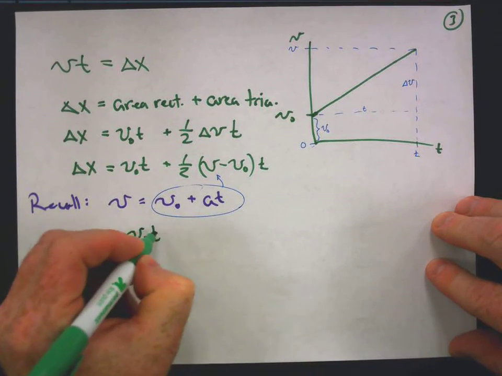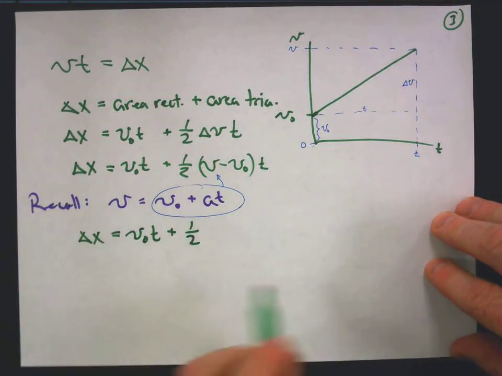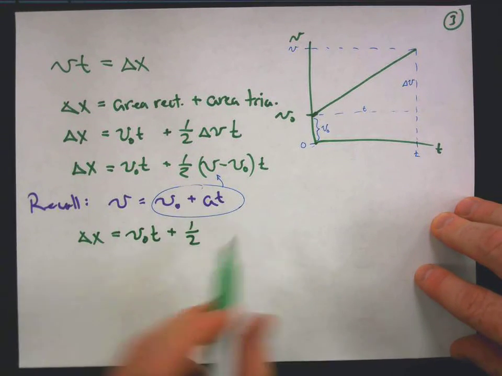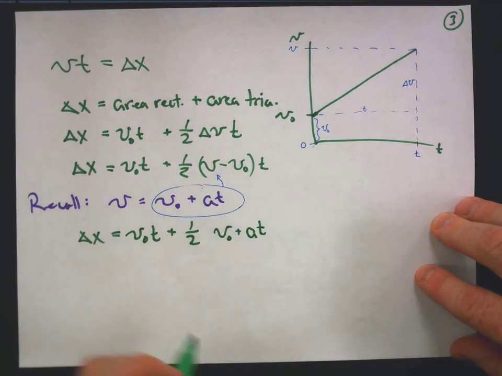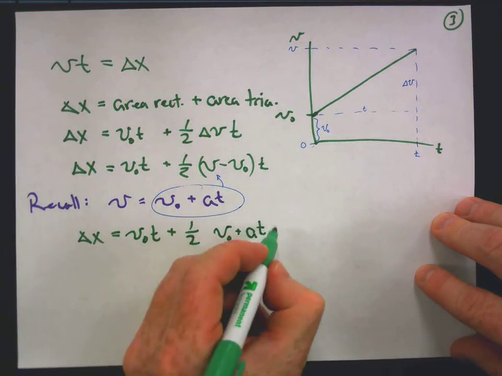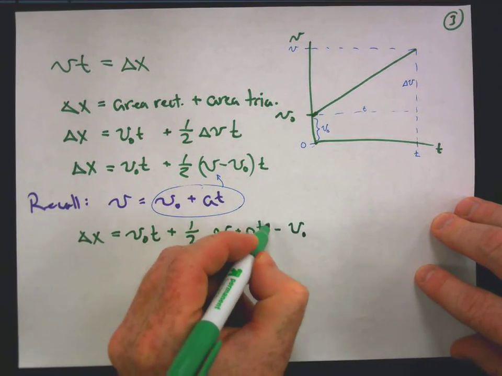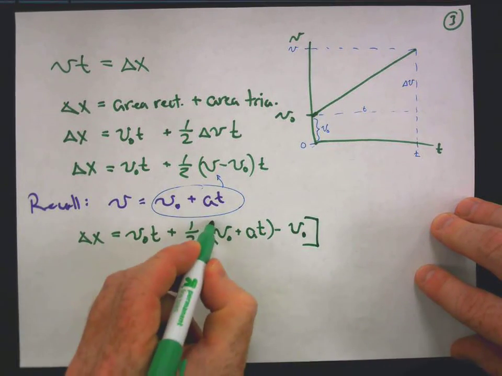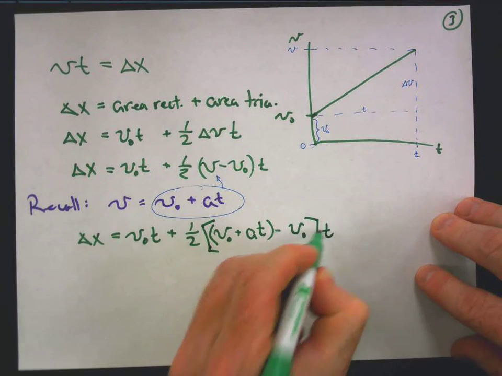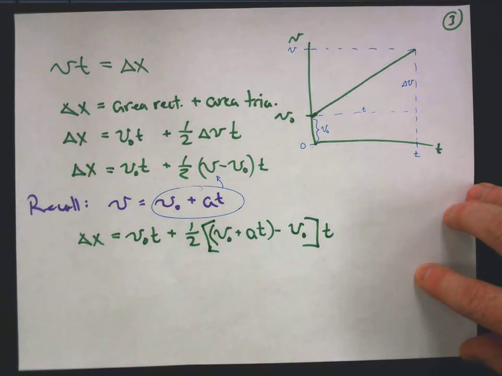VOT plus 1/2. Now instead of V, I'm going to write VO plus AT. And then I have to subtract VO. So here's the substitution that I did, and then that chunk right there gets multiplied by time. Now obviously something's going to happen here.